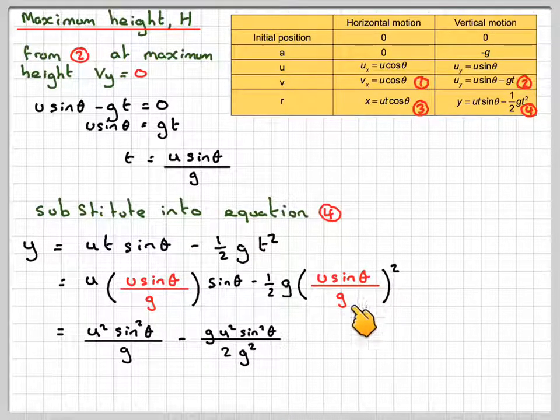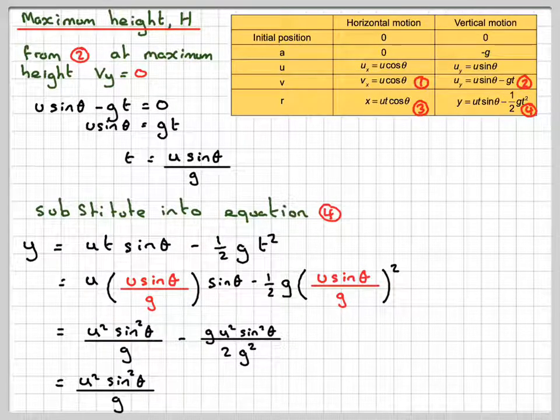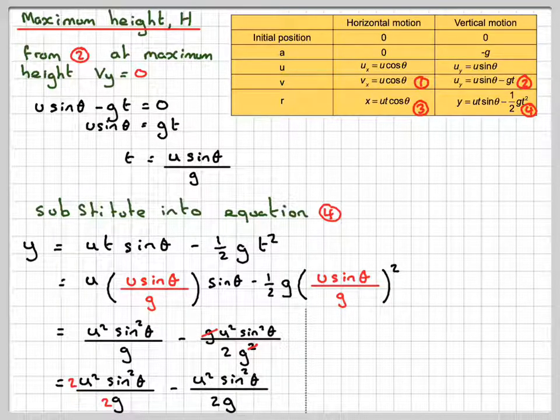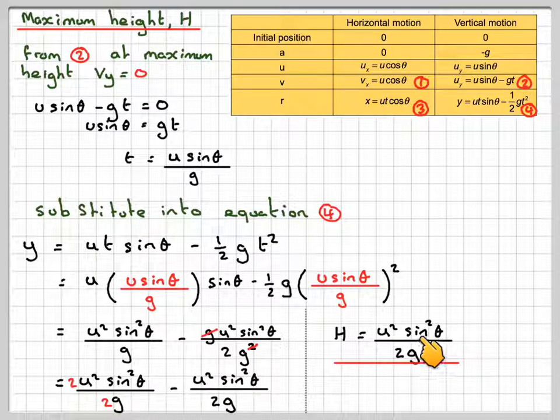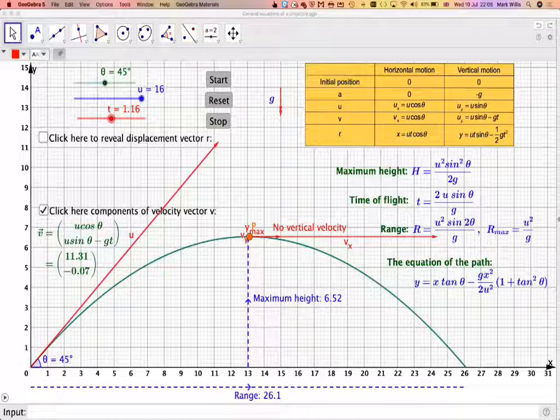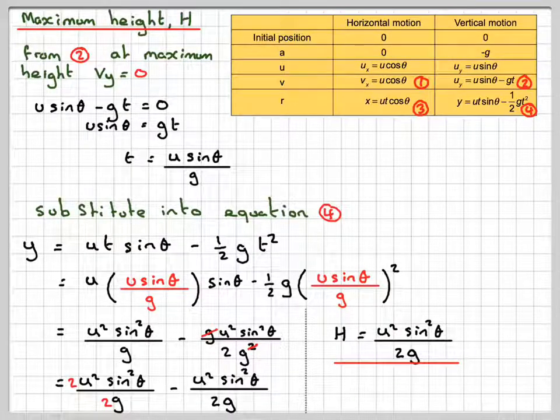The 2 comes from there, everything in here is squared. So this is u squared sine squared theta over g minus, now the g's will cancel out, u squared sine squared theta over 2g. We need a common denominator of 2g, so we multiply top and bottom by 2. So we've got 2 lots of this minus 1 lot. It gives me the maximum height is u squared sine squared theta over 2g. And going back to that, this gives me this distance here as the maximum height. Carrying on.